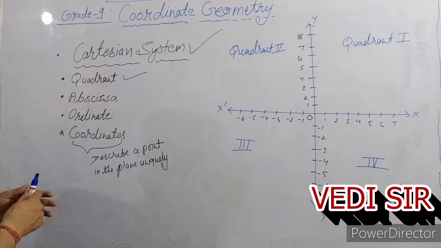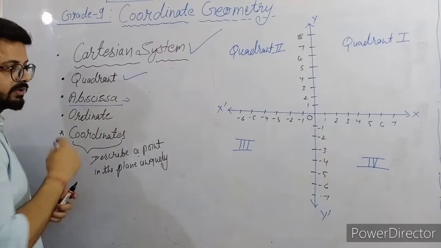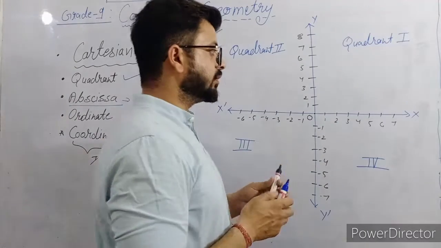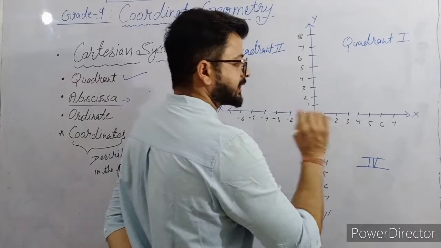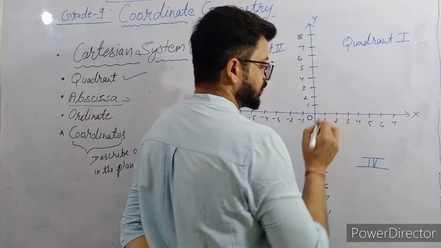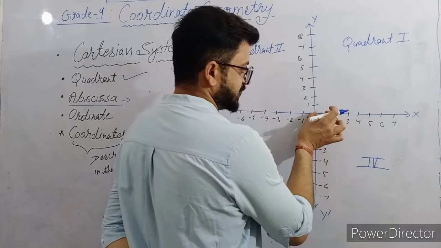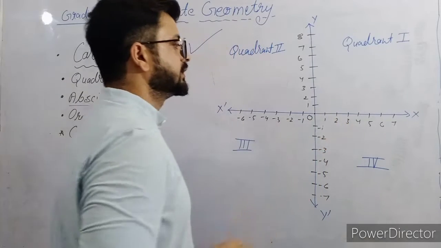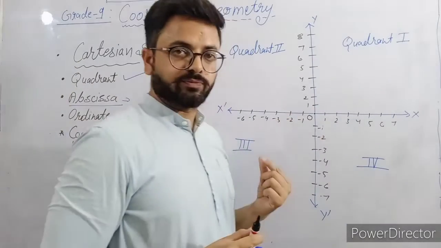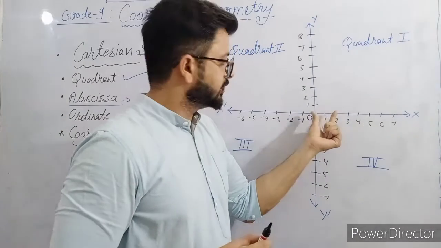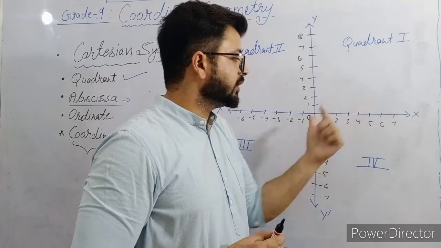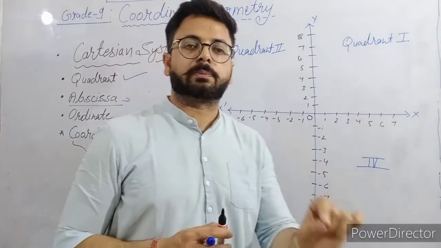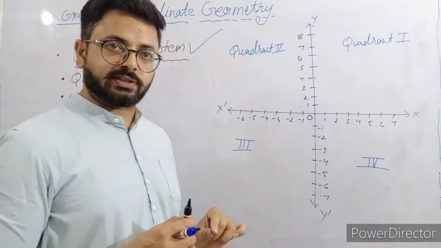Quadrants we have discussed. Now abscissa. What is the abscissa? Abscissa and ordinate we will discuss. Abscissa means the value of the x coordinate. Suppose this distance from here to here is 1 unit. This we call abscissa 1. 2 units, abscissa 2. 3 units, abscissa 3. 4 units, 4. Abscissa is the perpendicular distance from the y-axis.